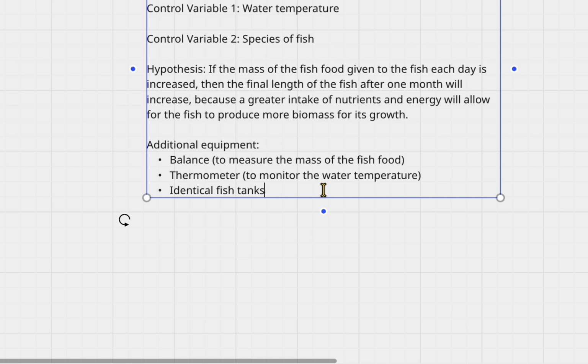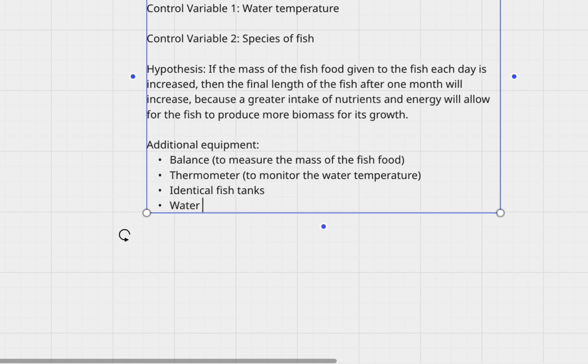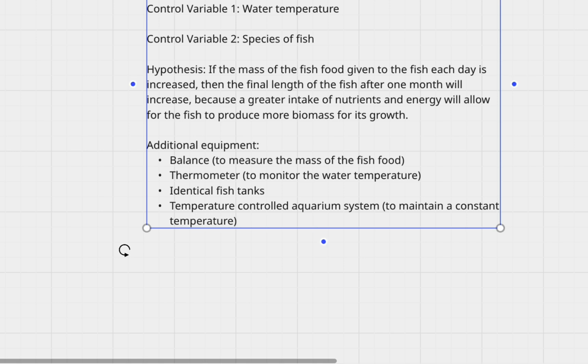Then let's write, not a water heater, but we can just go for a temperature control aquarium system, and this is to maintain a constant temperature in the water. So this ensures that the temperature in the fish tanks is the same, and that the water temperature is not affected. It stays the same.